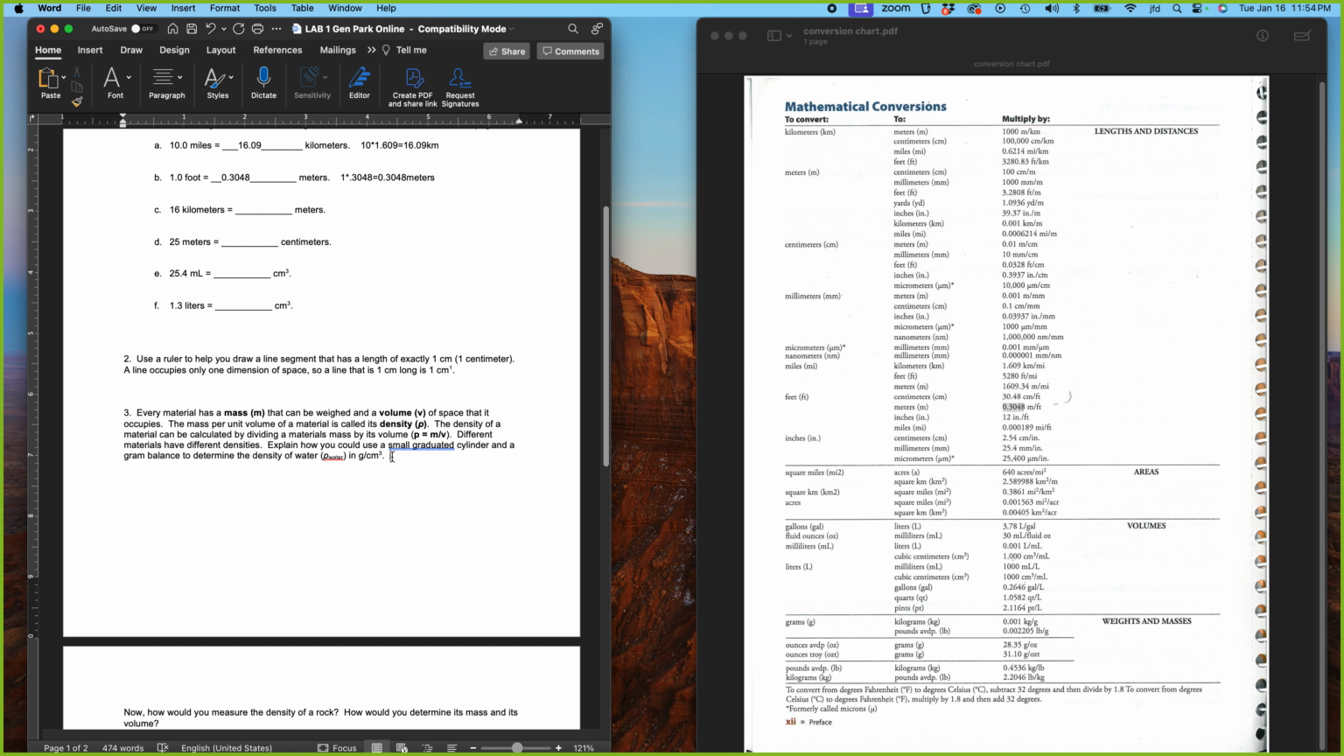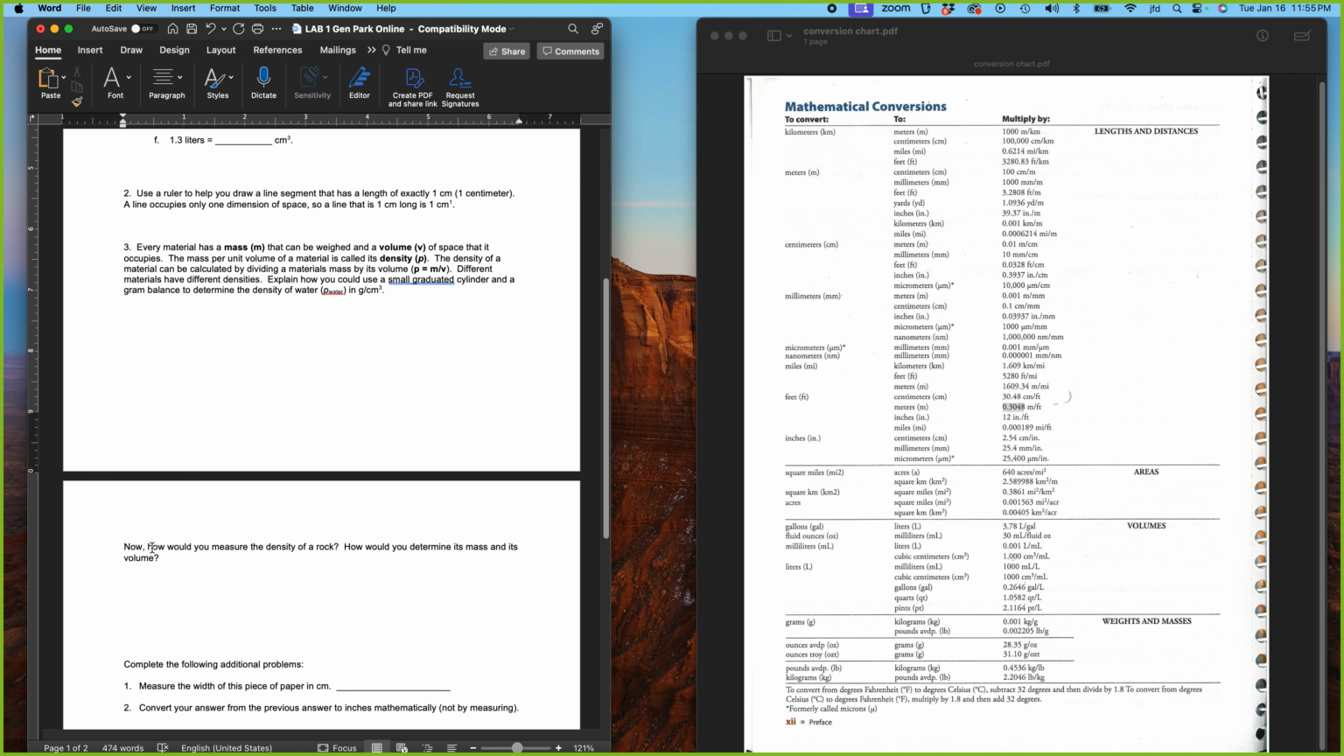But how would you measure the mass of water? If you were to pour that water onto a scale, it would just go everywhere, right? The water is a liquid. So how could you measure then the mass of water? That's a question I'm going to leave up to you. If you're really stuck on it, again, let me know. Happy to help. Okay. How would you measure the density of a rock?